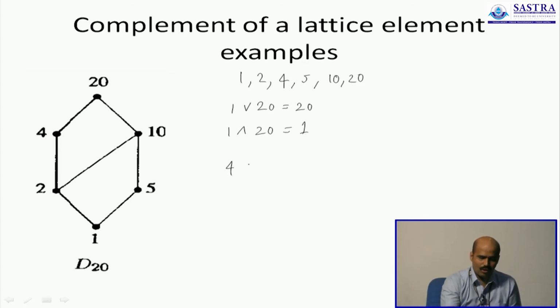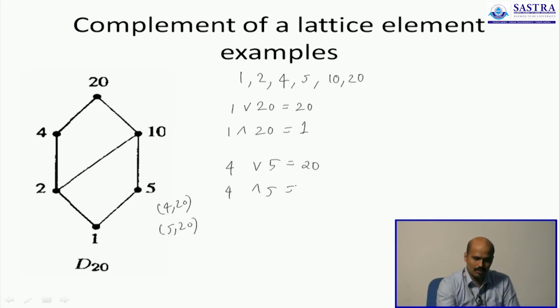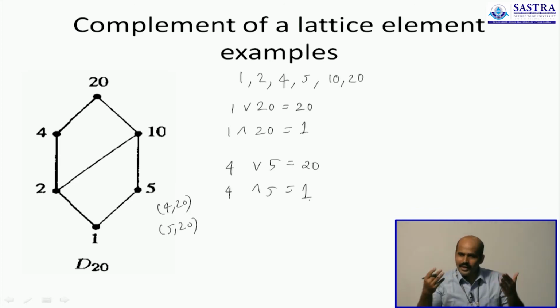4 and 5 are complements of each other. The LUB of 4 and 5 is 20 because only (4, 20) and (5, 20) are obtained. No other number is obtained. 20 is the only upper bound and therefore it is a LUB. And the common lower bound happens to be 1. So the GLB is the least element, the LUB is the greatest element, you have the complement defined.